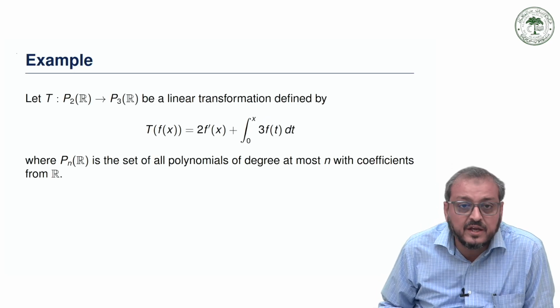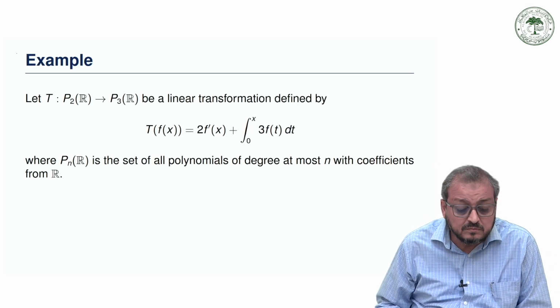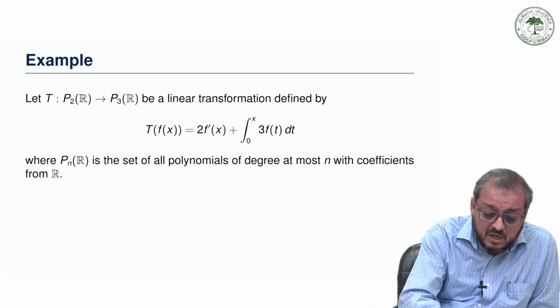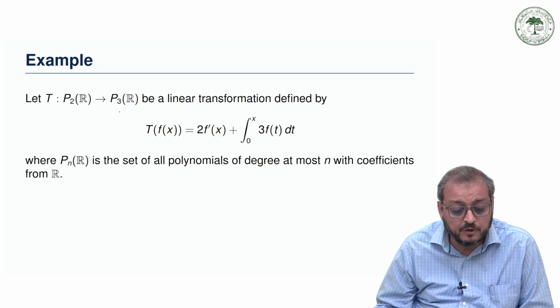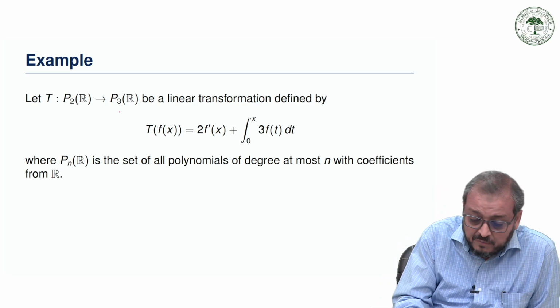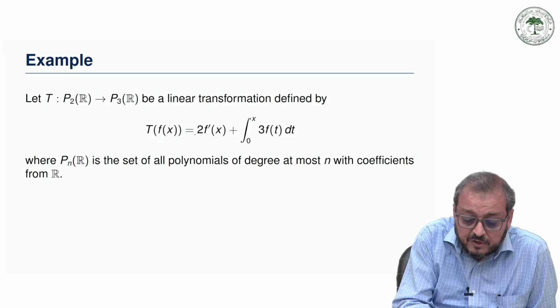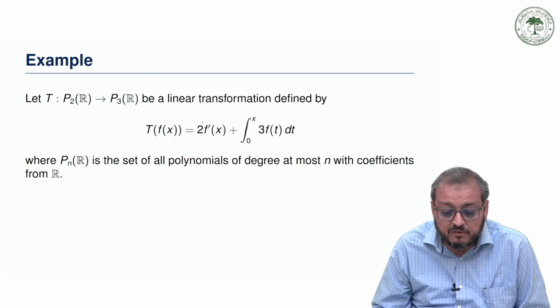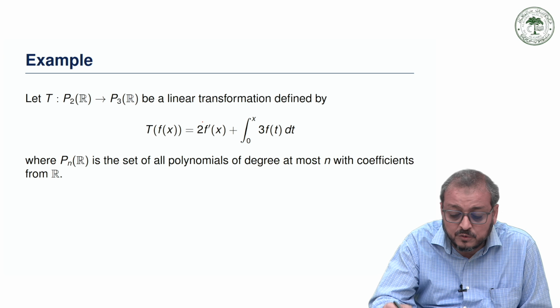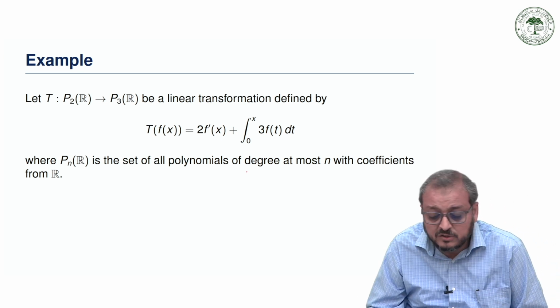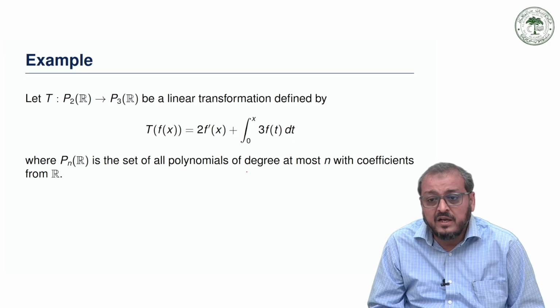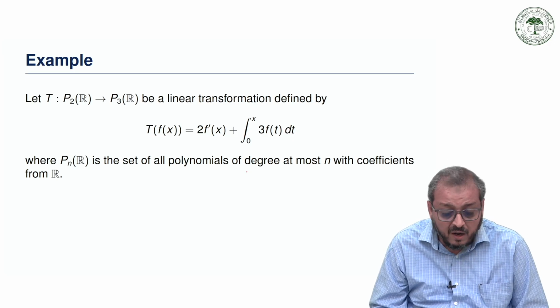We have to check: let T from P2(R) to P3(R), polynomials over the field of real numbers, be a linear transformation defined by T(f(x)) equals 2 times the derivative of f(x) plus 3 times the integral from 0 to x of f(t) dt, where Pn is the set of polynomials of degree at most n with coefficients from R.